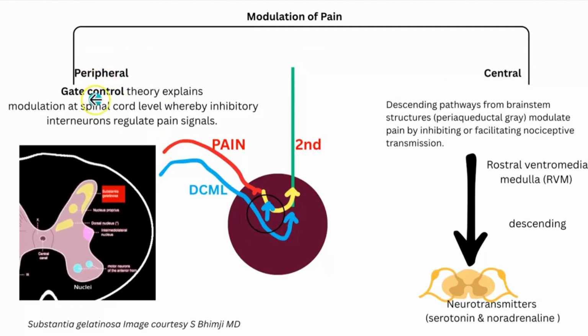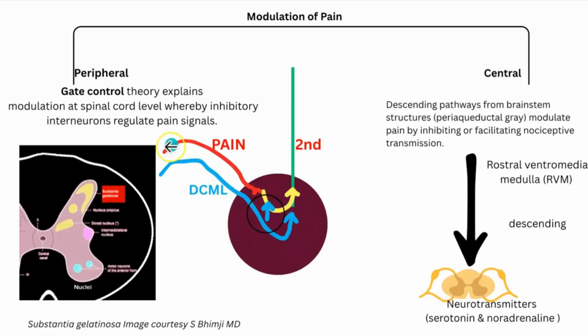So in the peripheral, usually it is about the gate control mechanism. So we learned that the first order neuron of the pain reaches the spinal cord from the posterior aspect, then the second order neuron starts. So the gate control mechanism happens somewhere in this area. There is an area called substantia gelatinosa in the spinal cord. I tried to make a pictorial representation over here.